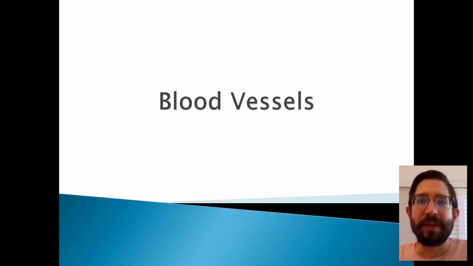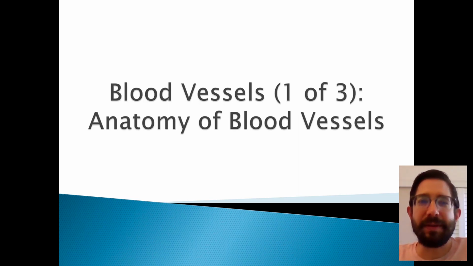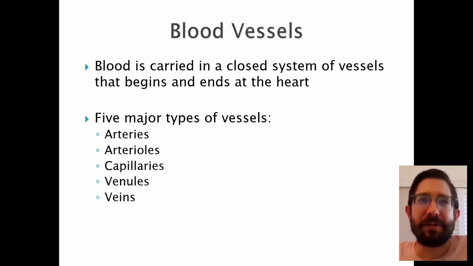So we're moving on to blood vessels, beginning with the basic anatomy of blood vessels before we look at the specific names of many of the blood vessels in the body, which is part of our lab-based exploration of blood vessels. So blood vessels are what carry blood. They begin and end at the heart. And there are five major types that we'll discuss.